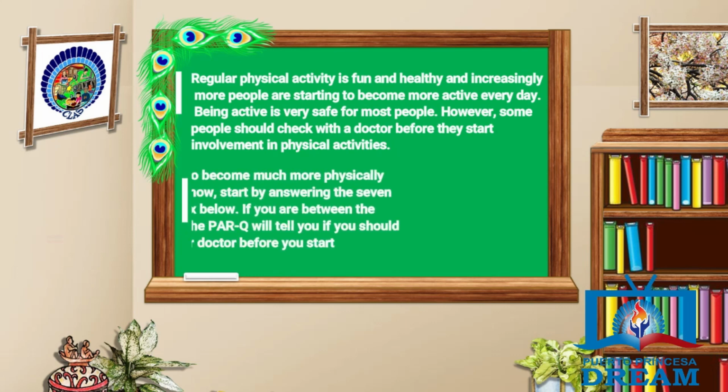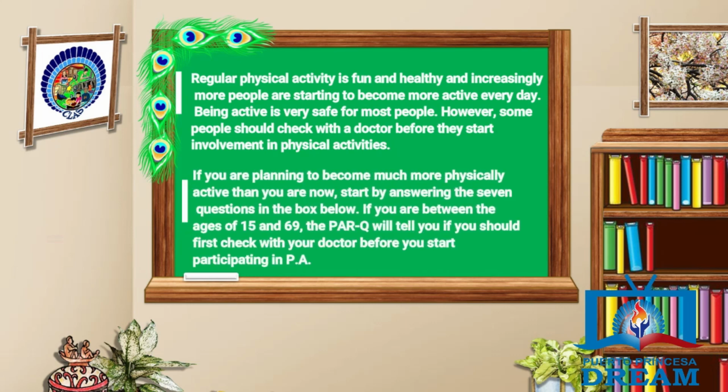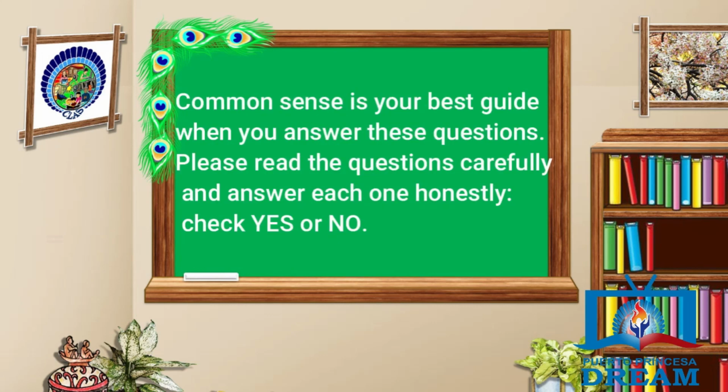If you are planning to become much more physically active than you are now, start by answering the 7 questions in the box below. If you are between the ages of 15 and 69, the PAR-Q will tell you if you should first check with your doctor before you start participating in physical activity. Common sense is your best guide when you answer these questions. Please read the questions carefully.